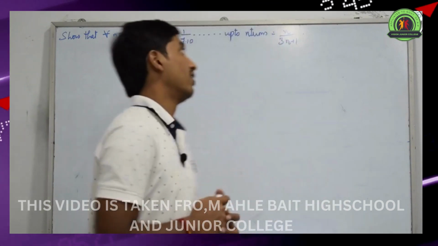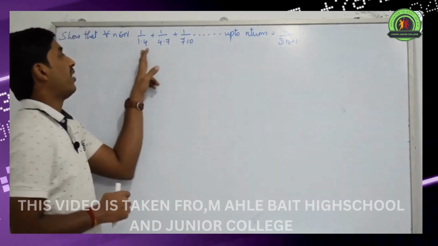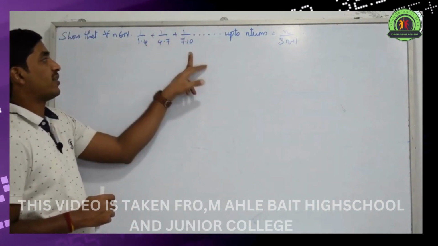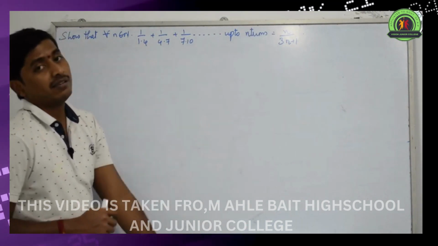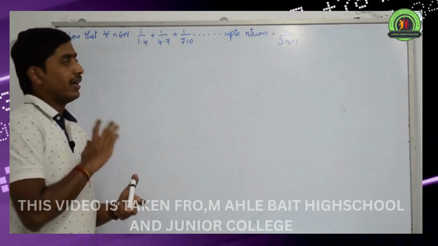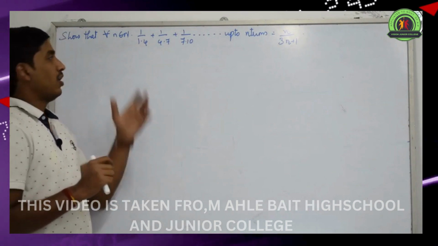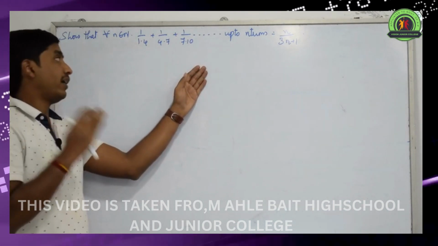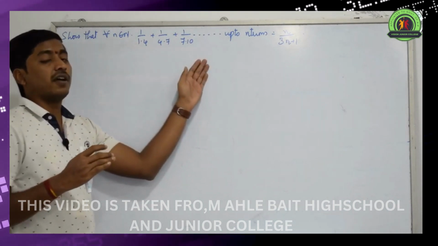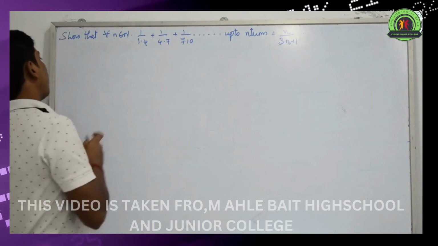Fine, see here. The next question is asking us to show that 1 by 1 into 4 plus 1 by 4 into 7 plus 1 by 7 into 10 and so on up to n terms is equal to n by 3n plus 1, right? Is it similar to the last problem? Yes, but the only difference is, whatever the terms we had, it was only in the numerator. Here we have everything in terms of fractions. Okay, fine. What is the first step we have to do?